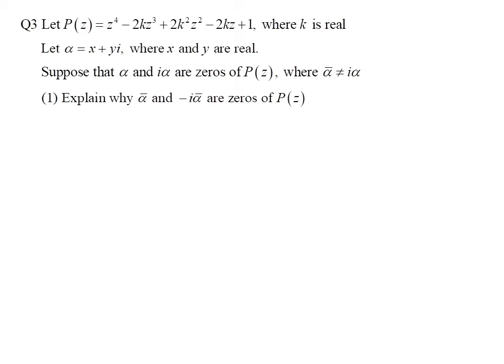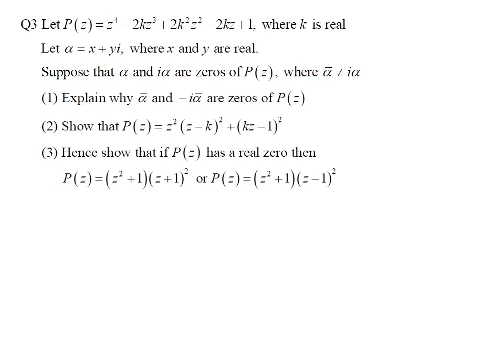The first question is to explain why the conjugate of alpha and negative alpha i are zeros of the quadratic polynomial p(z). The second question is to show the quadratic polynomial p(z) is equal to z squared multiplied by (z minus k) squared, plus (kz minus 1) squared.